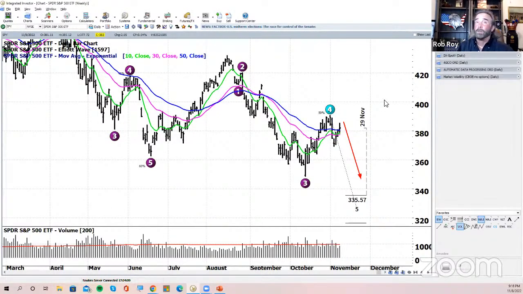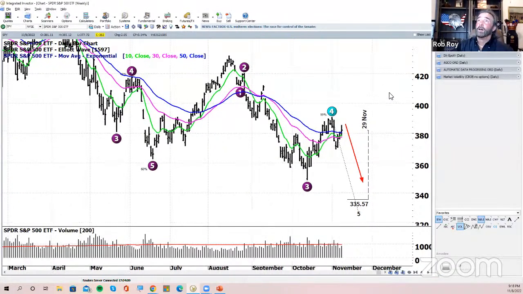We could have a little buy the rumor, sell the news on this election stuff. Perhaps this last little bounce, or even the bounce off the wave 3 low, was going into how the market viewed the results of the election for the market going forward. Remember, the market wants gridlock. It's really important to remember that.